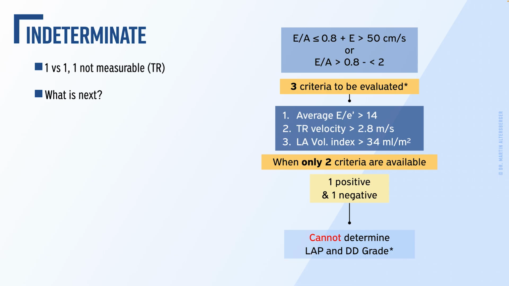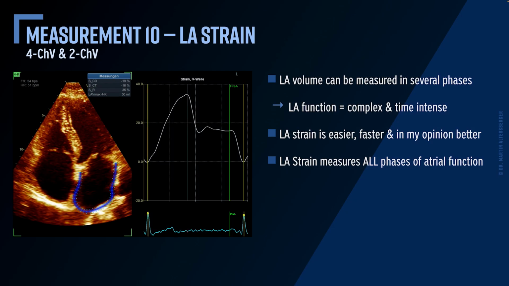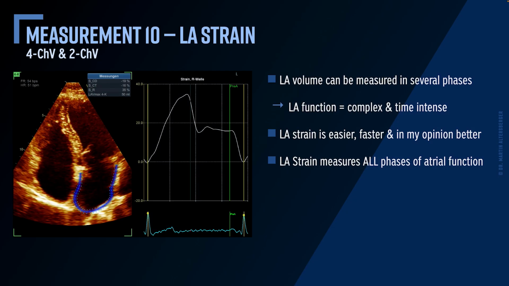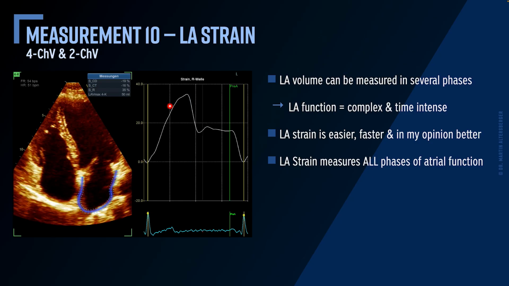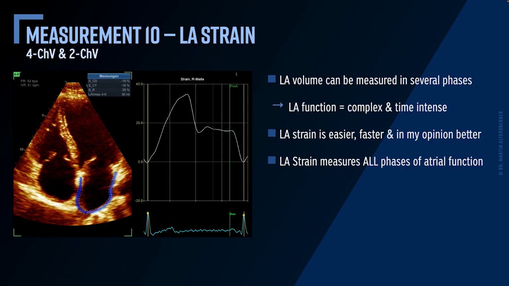So we want to know, what does left atrial strain look like? We need to perform this measurement in a 4 and a 2 chamber view, basically. And then you see this typical curve over here. So that's what a left atrial strain looks like. The LA volume can be measured in several phases. The LA function per se is complex and time intensive. LA strain makes it basically easier, faster, and in my personal opinion, better to look at the atria, not only the left but also the right atrium. The left atrial strain basically measures all of the phases of atrial function.